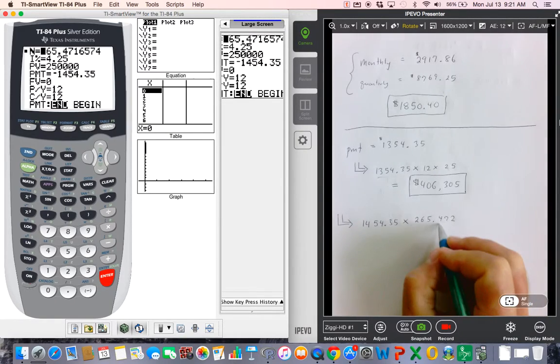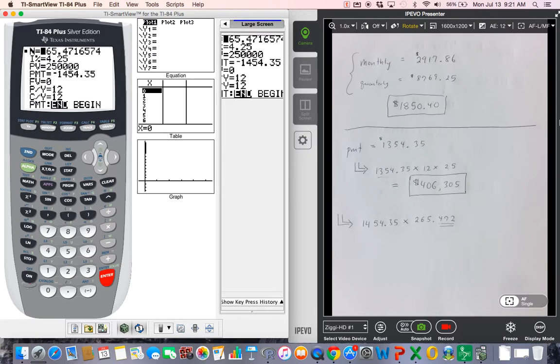And I can go out as far as I want on this. The further I go out, the better answer I get. But typically, if you go out 3 or 4 points, 3 or 4 places, it works out pretty nicely.